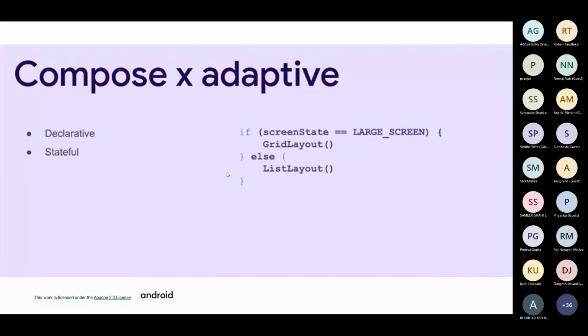Okay, now Compose is a framework which is declarative. So we can see the code here. If screen state equals large screen, whenever we have a large screen, the layout would be in grid format. Otherwise, it would be in list format. Okay, so this tells that it is a declarative thing.